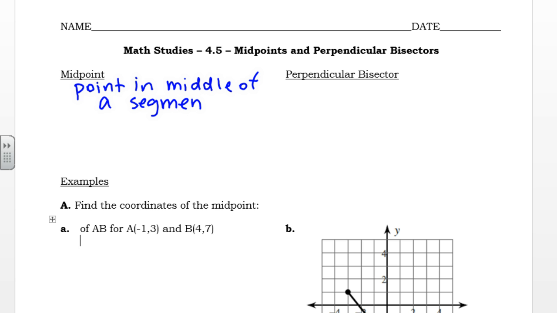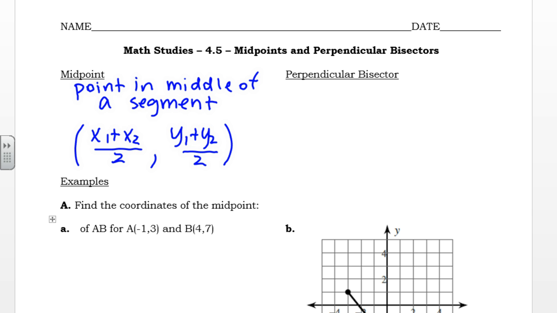The coordinates of the midpoint: for the x-coordinate, what you do is x1 plus x2 divided by 2. That's actually the mean, the average. You're adding the two x values together and dividing by 2. And then same thing for the y's. You're going to add the two y's together and then divide by 2. You're averaging the y's. That is the formula for midpoint.